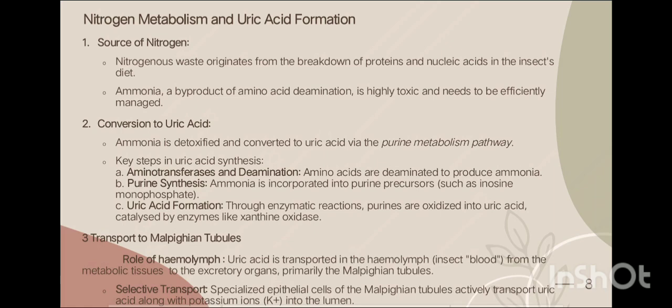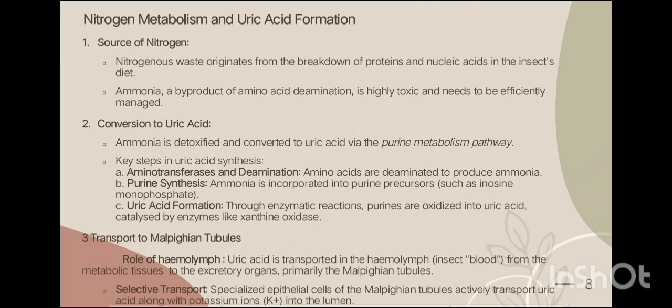The third one is the uric acid formation through enzymatic reaction. Purines are oxidized into uric acid and catalyzed by enzymes like xanthine oxidase. So they can be catalyzed into uric acid. And the next process is the transport to Malpighian tubules. After the conversion to uric acid, it will be transported to the Malpighian tubules.